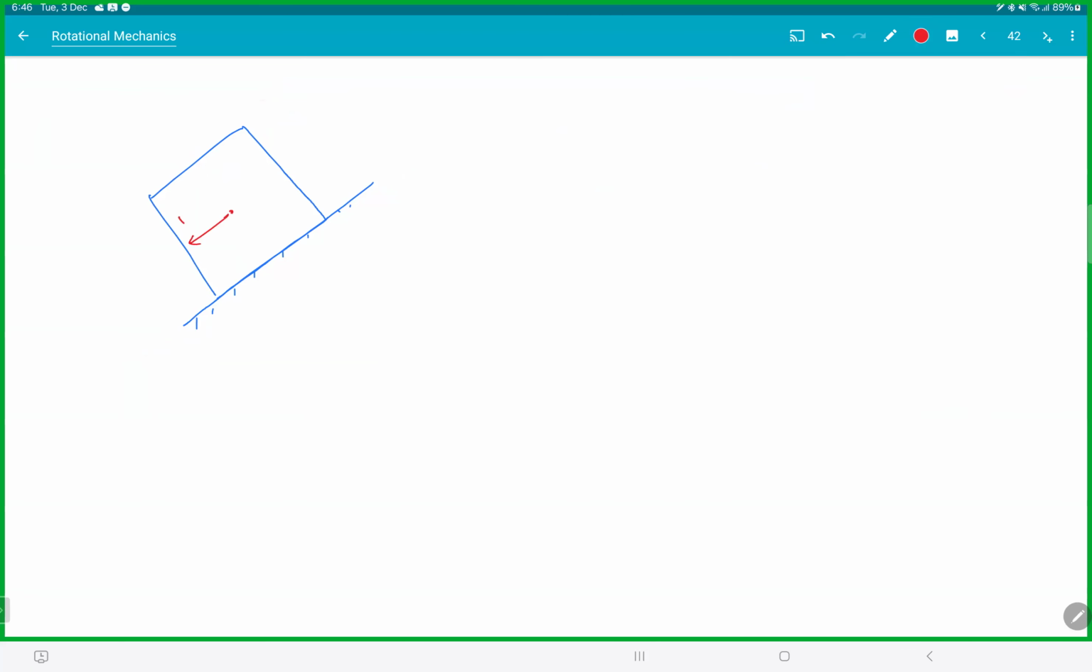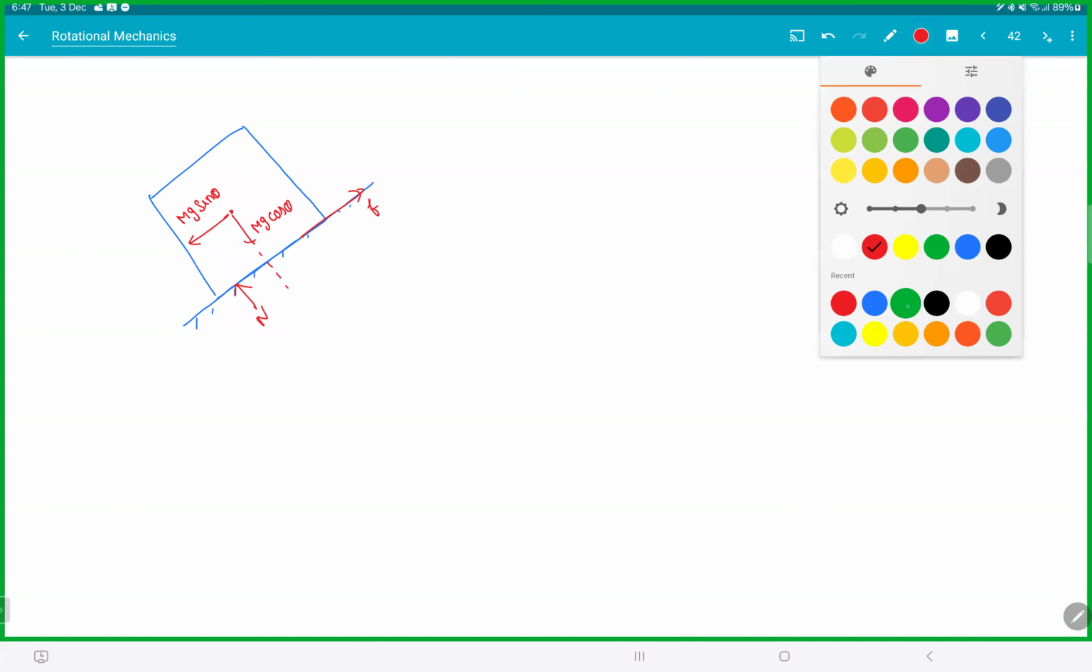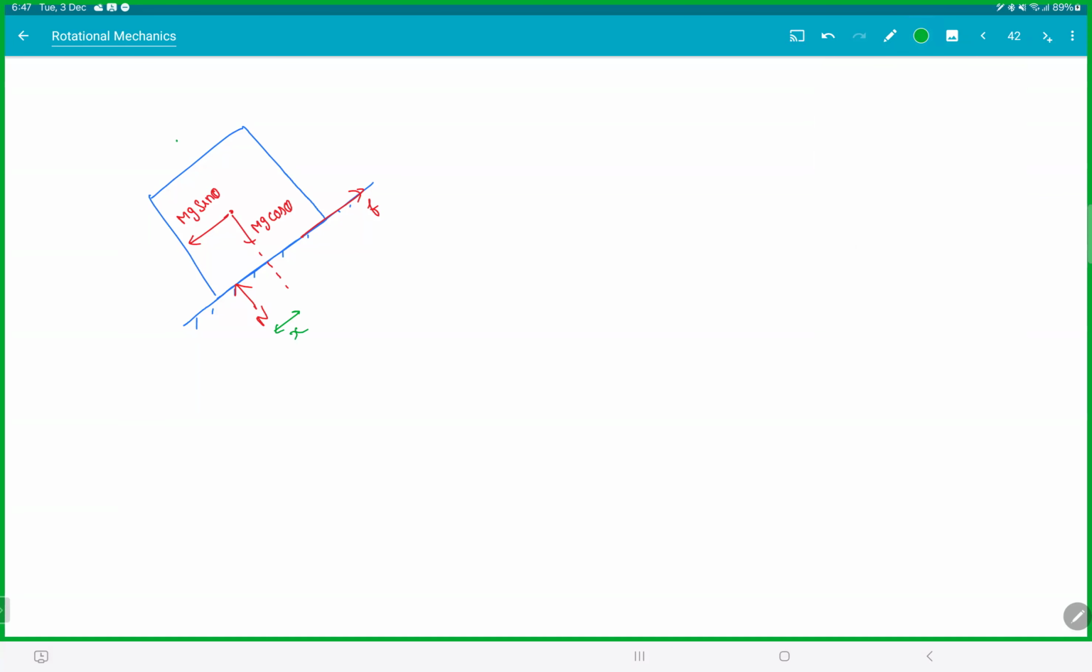This is mg sine theta. This is mg cos theta. This is friction. N will be somewhere here. Let this be x. This length was A, this length was B. So first, you want it to slip. If you want the block to slip, that means mg sine theta must be greater than your maximum friction. Agreed? If your mg sine theta is greater than F max, then the block will slip.